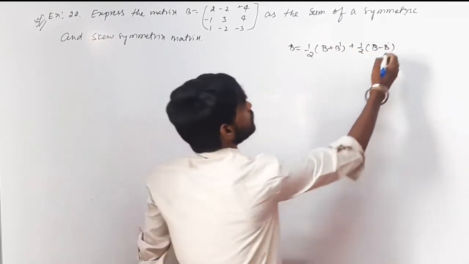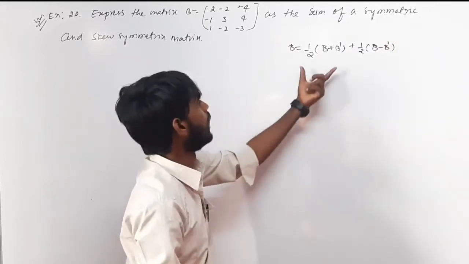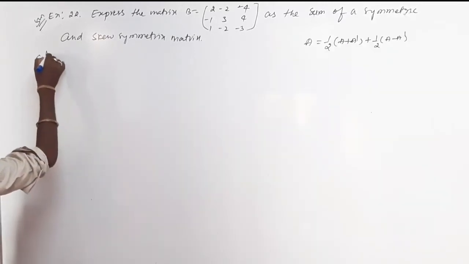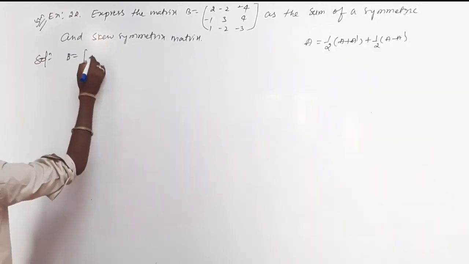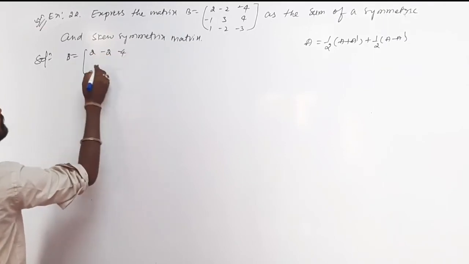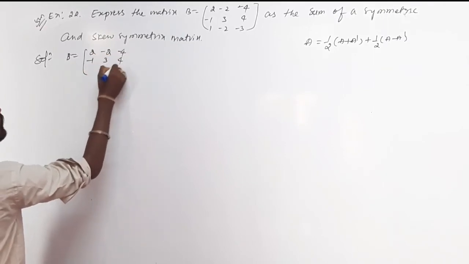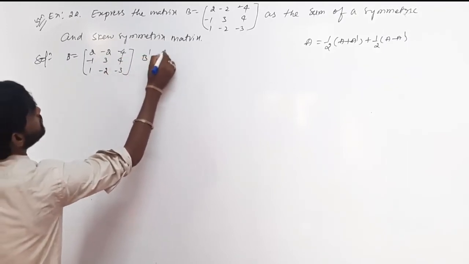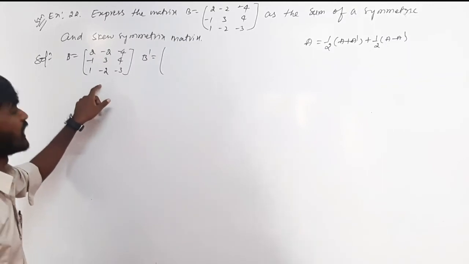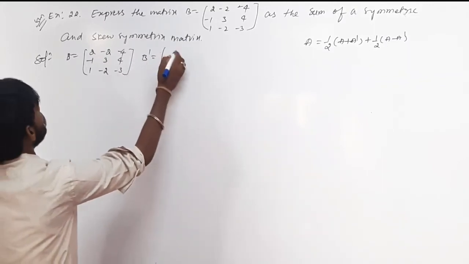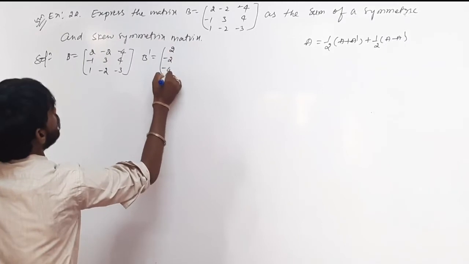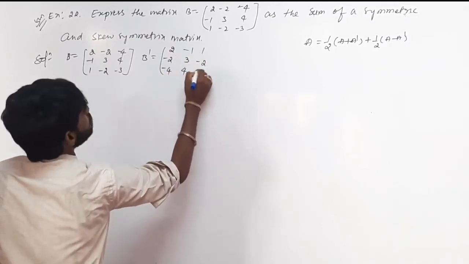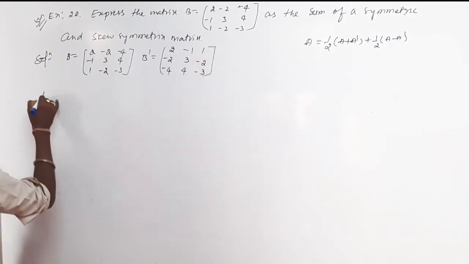We have to show that adding these two terms will give the same matrix, that is B. So the B matrix is equal to [2, -2, -4; -1, 3, 4; 1, -2, -3]. Then B dash is the transpose of this matrix, rows in terms of columns: [2, -2, -4; -1, 3, 4; 1, -2, -3]. Now we can add these two matrices.